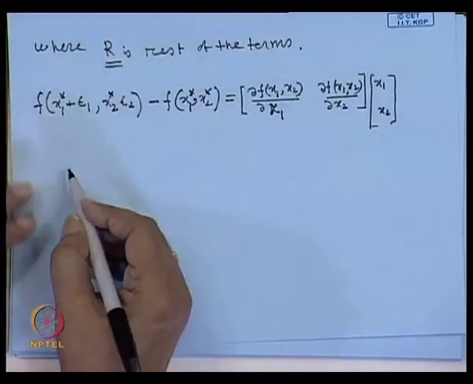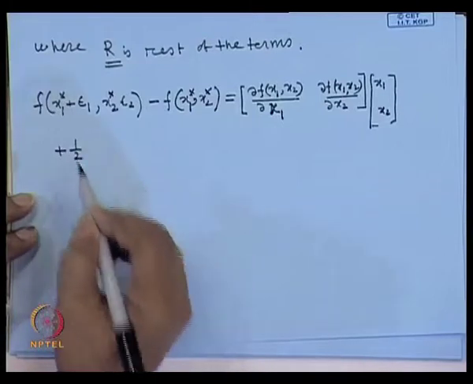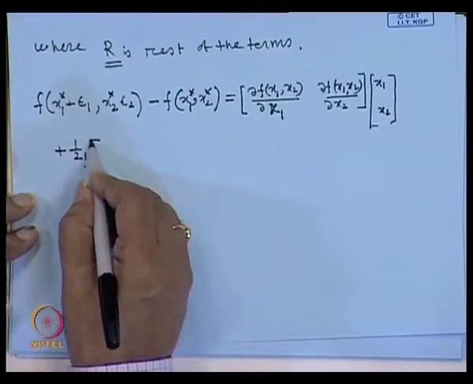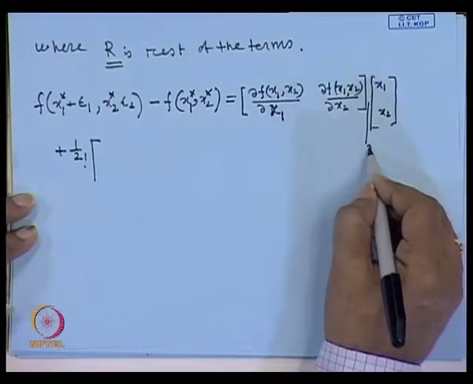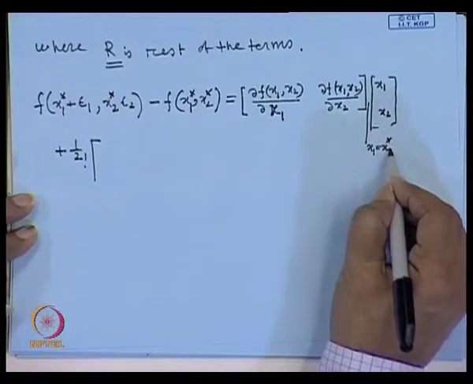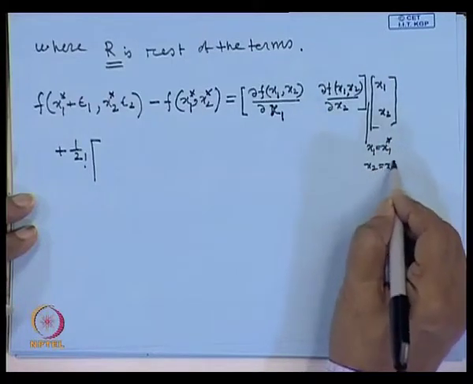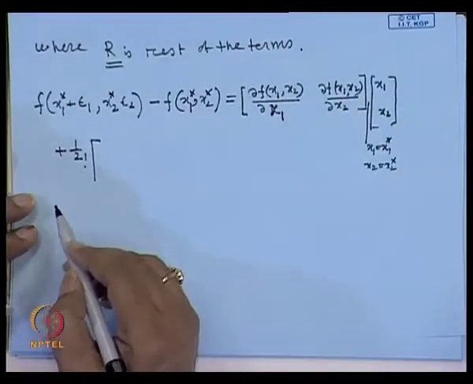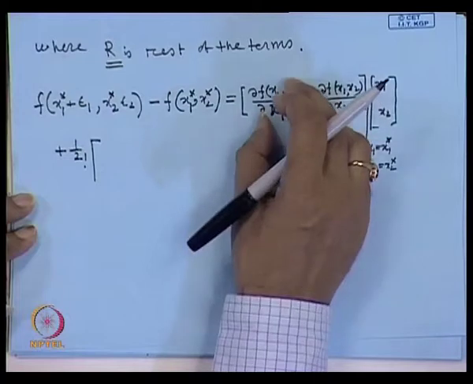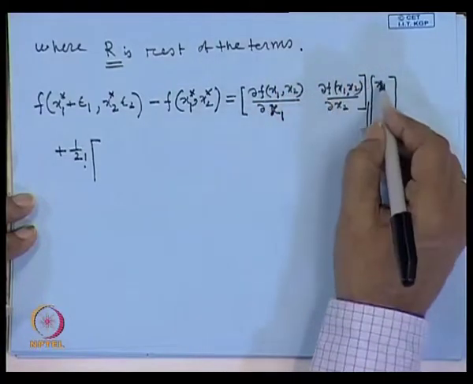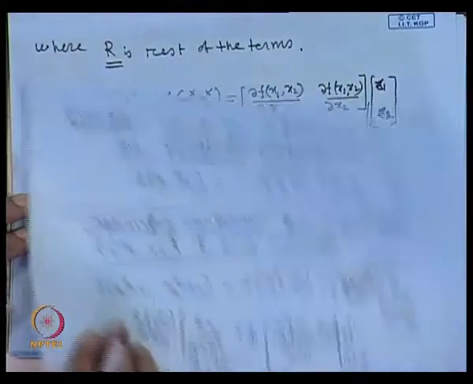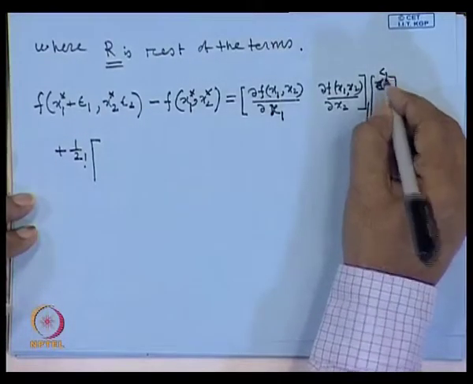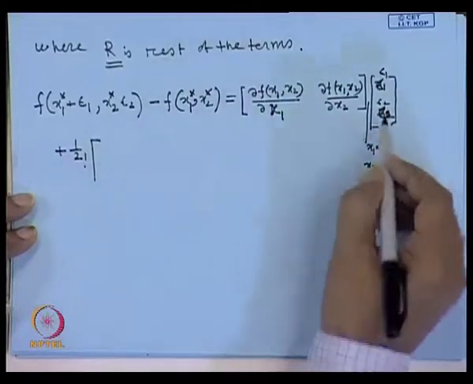Now, the second part is one by two factorial. You see what I am writing, but this has to be evaluated at x1 equal to x1 star and x2 equal to x2 star. This quantity is known to you, but this is epsilon 1 and this is epsilon 2. This is not x, this is epsilon 1 and this is epsilon 2, agree?